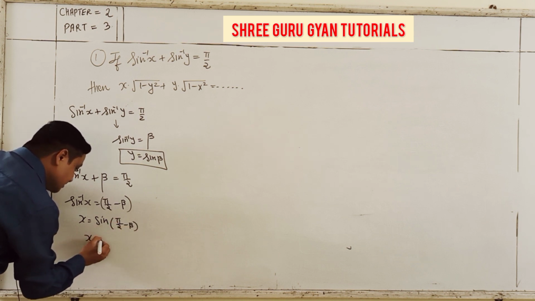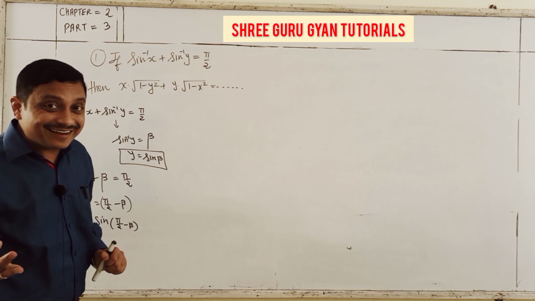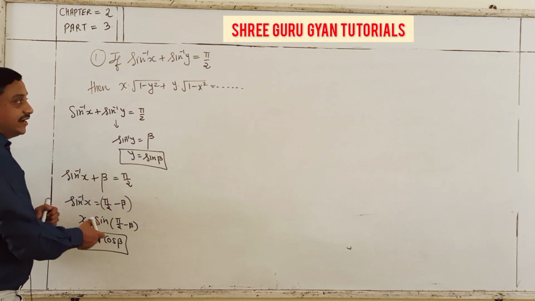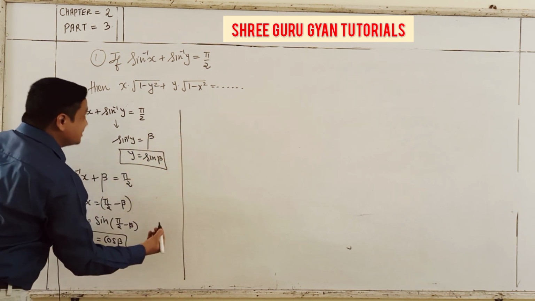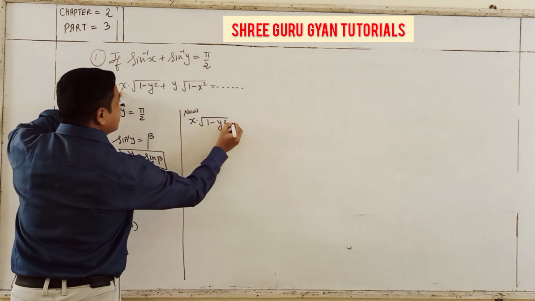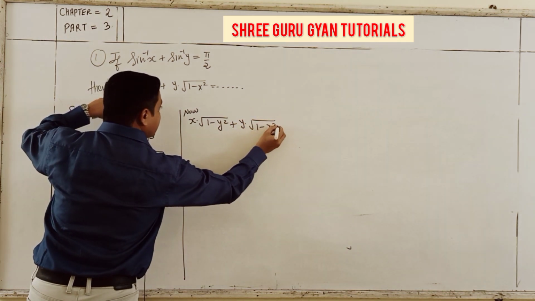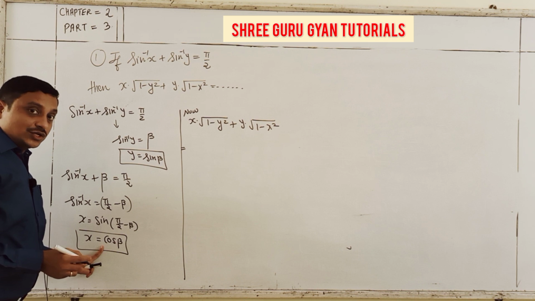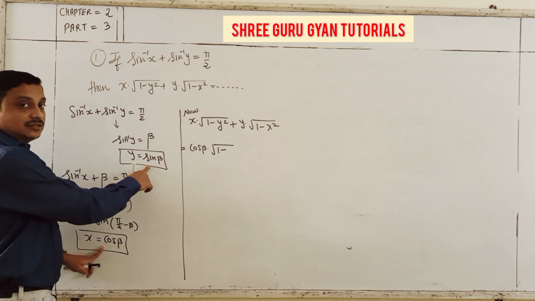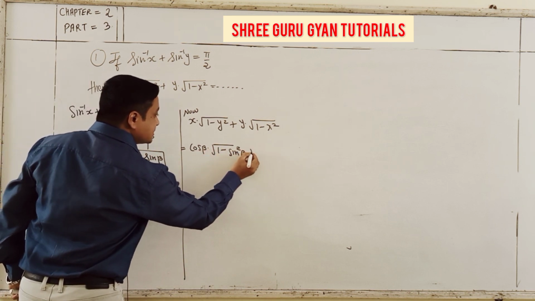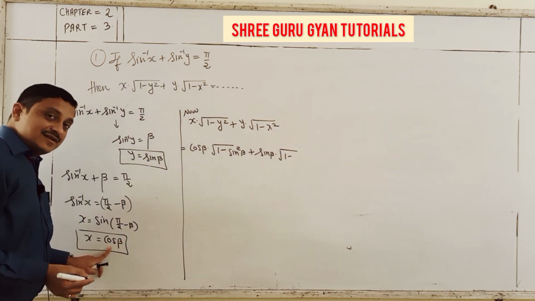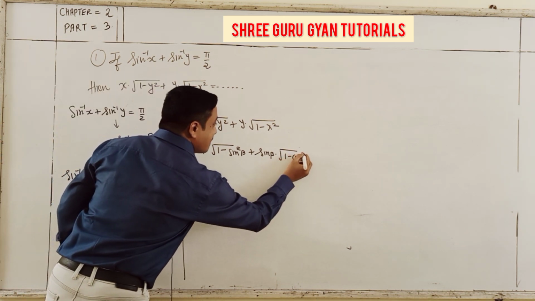And you know that students, sine of 90 minus any angle is cos beta. So x is ready, y is ready, and now the target. Your target is x times under root 1 minus y square plus y times under root 1 minus x square. Put down your data: x is cos beta, under root 1 minus y, which becomes sin square beta. Same as y, put it here, sin beta, and x is cos beta, so here cos square beta.